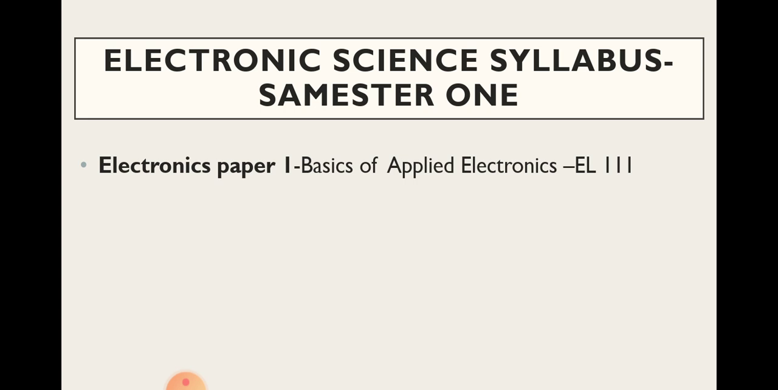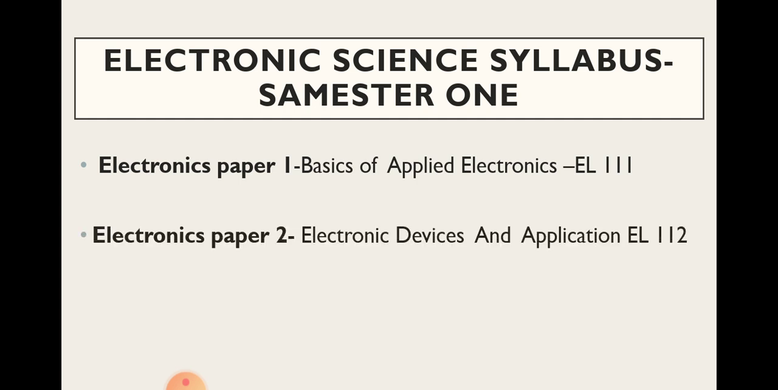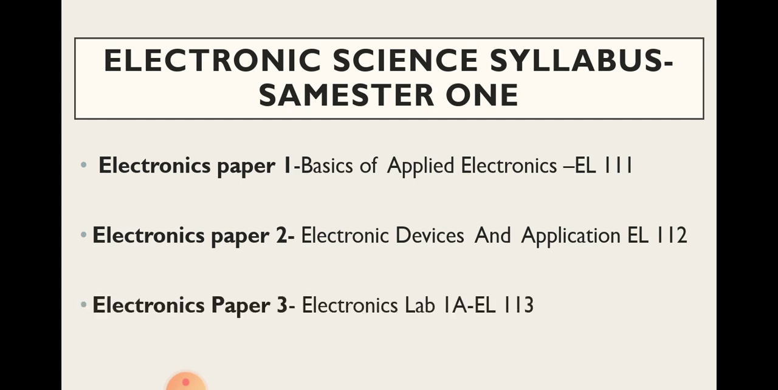So there are 3 papers for electronic sciences for the first year of BSc course, which is on credits choice based system. So electronics paper 1 is basics of applied electronics and the number is EL111. Paper 2 is electronics paper 2, electronic devices and application EL112, that is I am going to teach you. And the paper 3rd is lab course, that is electronics lab 1A EL113, which is based on these 2 papers and it is totally practical based paper.